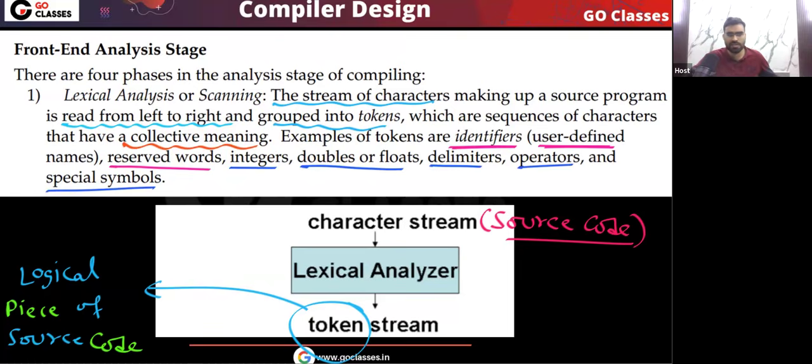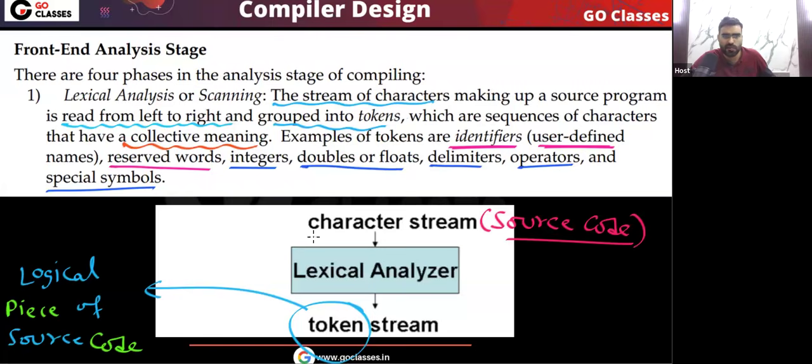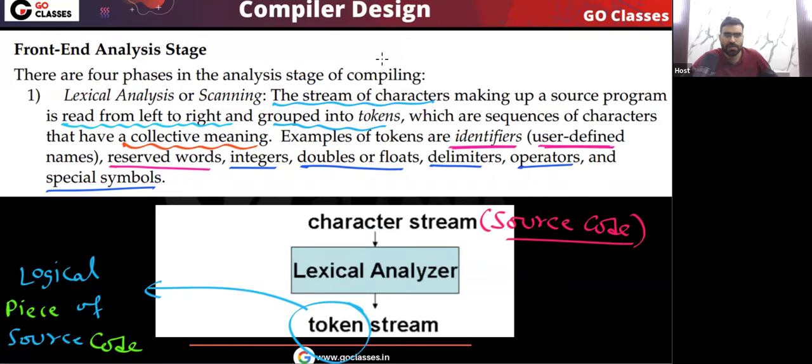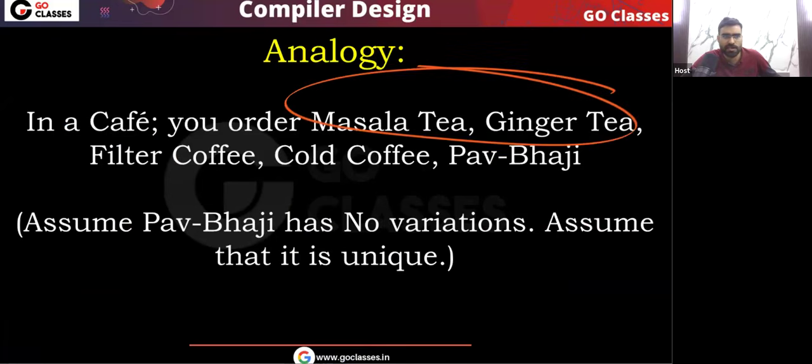Let's understand what is actually happening here. Let me give you one analogy. Let's understand what this lexical analysis means. Let's assume you go to a cafe. In that cafe, let's assume you order masala tea, ginger tea, filter coffee, cold coffee, and pav bhaji. Now let's assume that pav bhaji has no variations. There are variations for tea, masala tea, ginger tea.